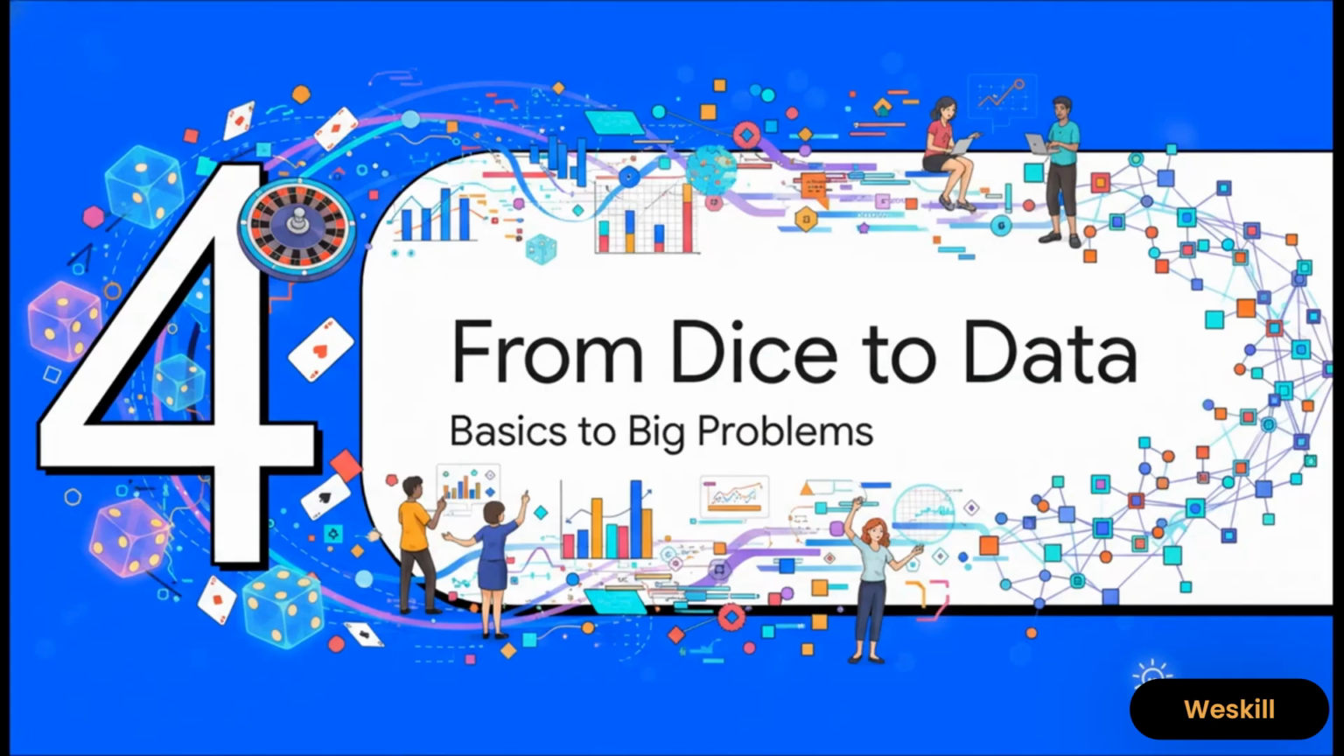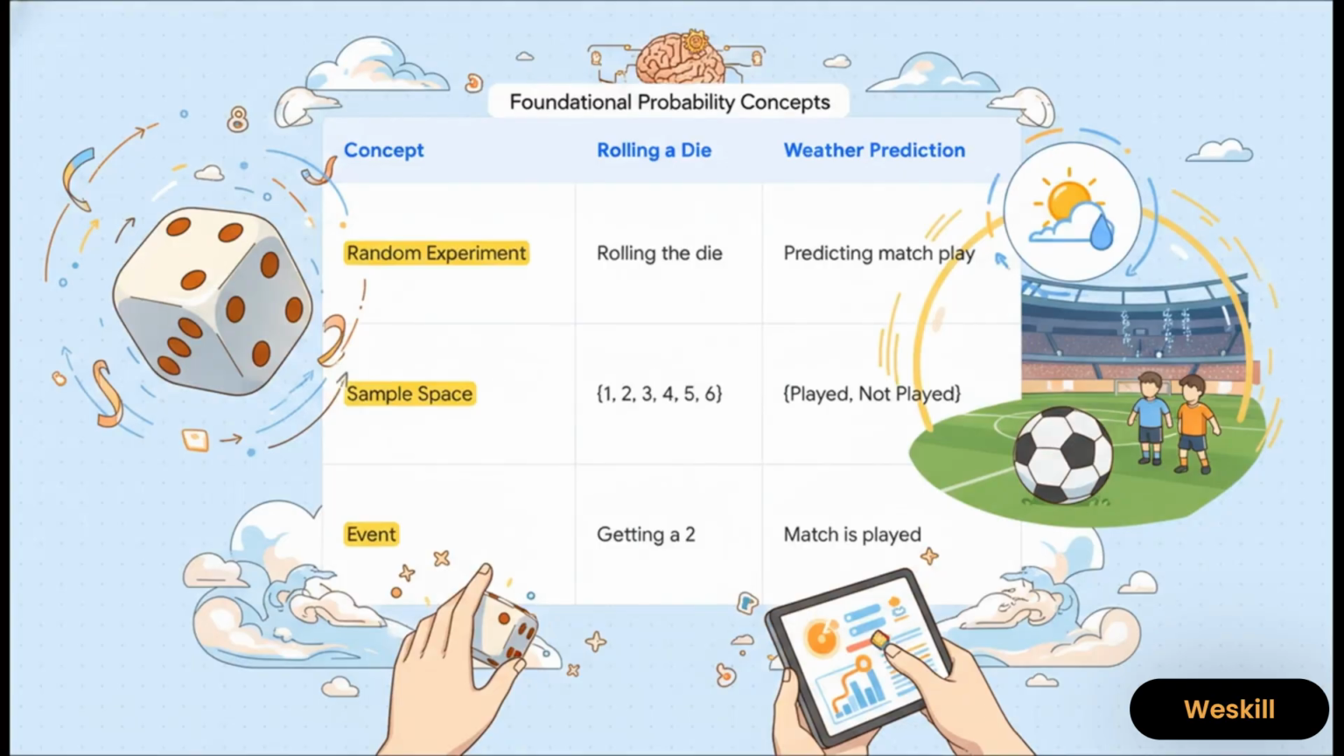Okay, but here's where this gets really, really powerful. This simple little framework, it's not just for board games. Nope. It is the absolute foundation for solving incredibly complex real-world problems. I mean, just look at this. Predicting if a big sports match will be played because of the weather, that sounds super complicated, right? But check it out. It uses the exact same logic as rolling a die. The experiment is the prediction itself. The sample space is super simple. Either the match is played or it's not played. And the event we care about? The match is played. It's the same structure.